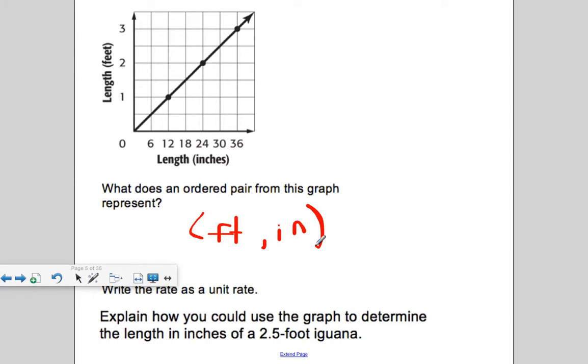Write the rate as a unit rate. So 12 inches is equivalent to 1 foot. Explain how you could use this graph to determine the length in inches of a 2.5-foot iguana. Well, 2.5 feet would go right here. 30 inches.